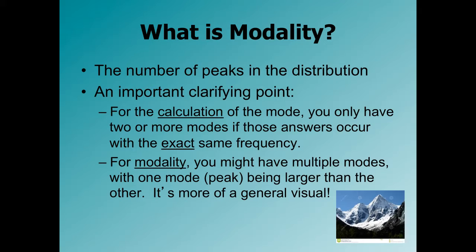So modality, what is modality and how does it differ from calculating the mode? You all know how to calculate the mode, right? It is the most frequently appearing score in the data set. So modality, in a way, is similar, but now you're simply observing your distribution and trying to identify peaks within it, and that's why I put this picture right here with mountains. So here you can see you have 1, 2, 3 peaks, right? So this would be a tri-modal distribution.